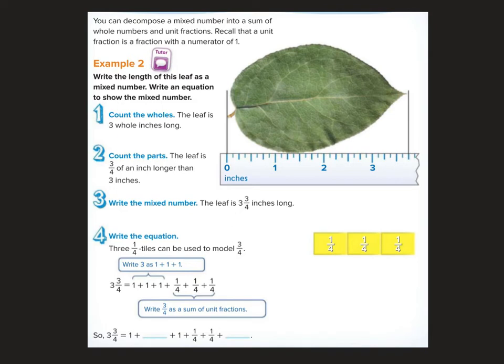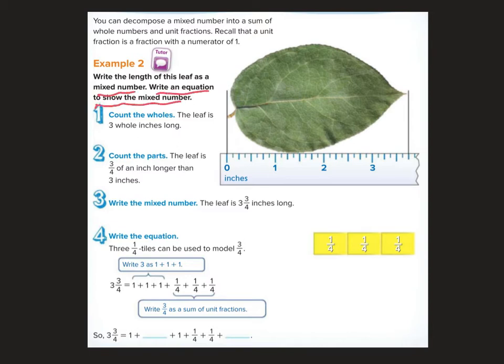Okay, so let's look at the next example here. You can decompose or break apart a mixed number into a sum, so that means adding, of whole numbers and unit fractions. Recall that a unit fraction is a fraction with a numerator of 1. Okay, so whenever we have a fraction where the numerator is 1, that's called a unit fraction. So if I was going to write the length of this leaf as a mixed number, it says write an equation to show the mixed number.